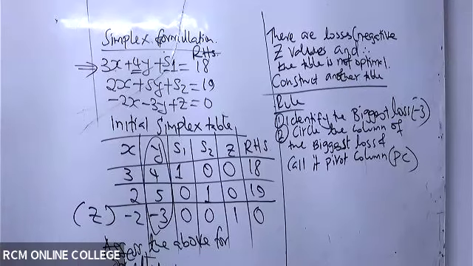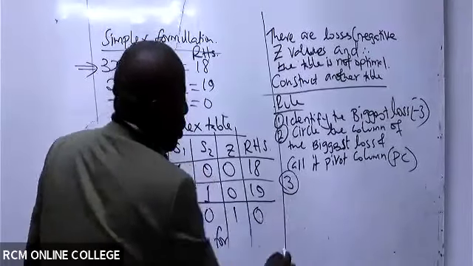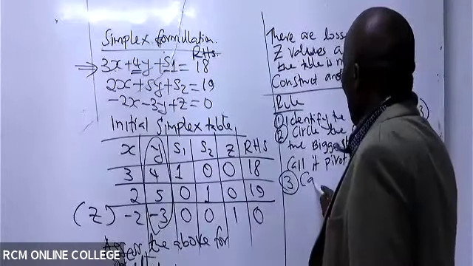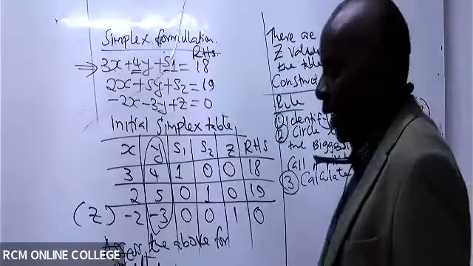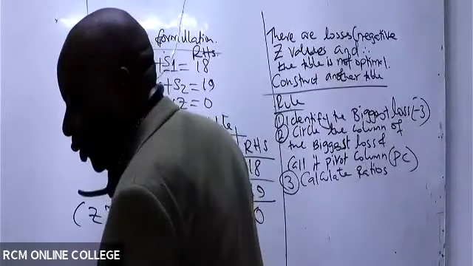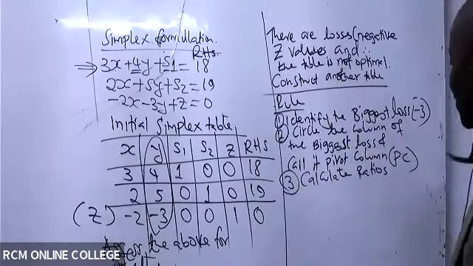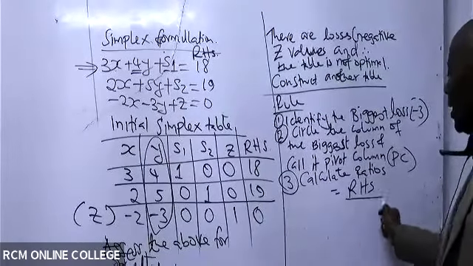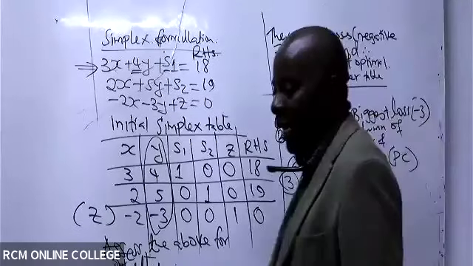Now after that, the third step, you calculate ratios. Step number 3, calculate ratios. How do we get these ratios? To get the ratios, my friends, you take the right-hand side and divide it by the pivot column elements.